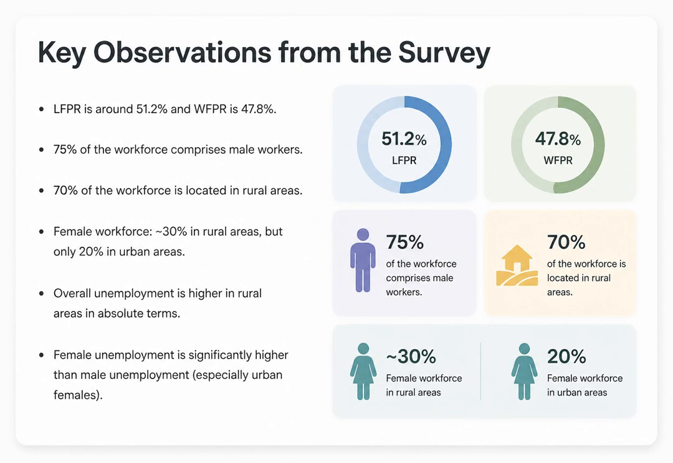Diving deeper into that survey data, we see that our labor force participation rate is only about 51.2%. A staggering 75% of our workforce is male, and 70% of all workers are in rural areas. Interestingly, while rural areas have more total unemployed people, urban females face the highest rates of unemployment. Understanding these demographics is crucial for policymaking. Next, we will look at the important organizations responsible for tracking these statistics and the labor reforms designed to fix these gaps.